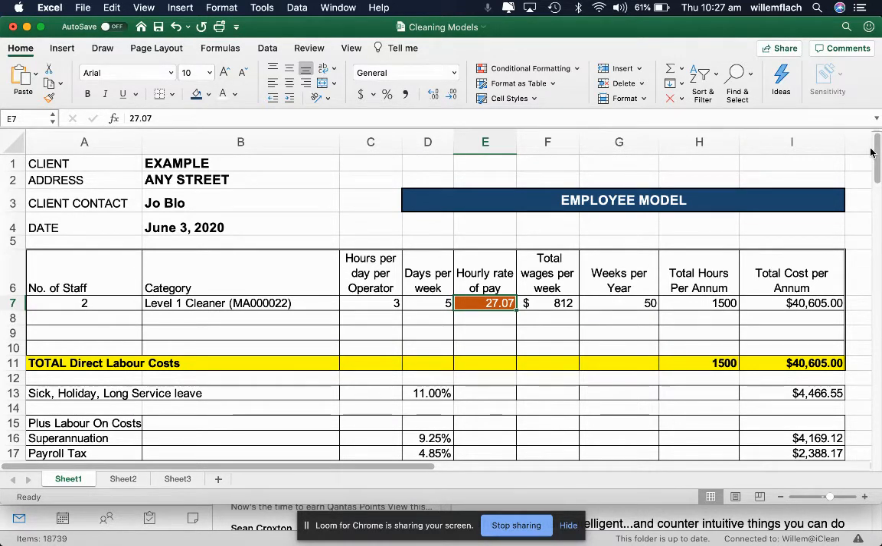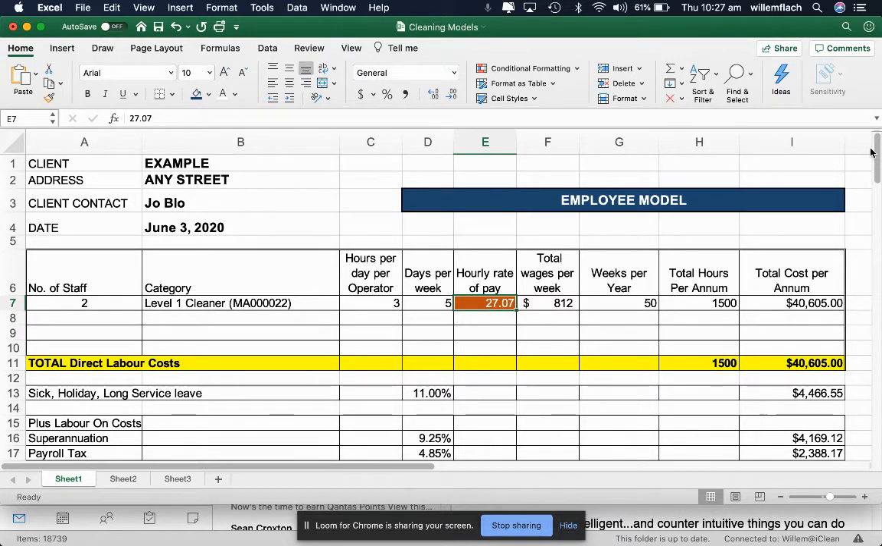Subcontractors are more applicable when there is no specific start or finish time, because you really can't tell a subcontractor to start at a specific time. The fact that they're subcontractors means they're there to deliver a service, and they do it when it's convenient for them to do it. But let's go through the employee model first.